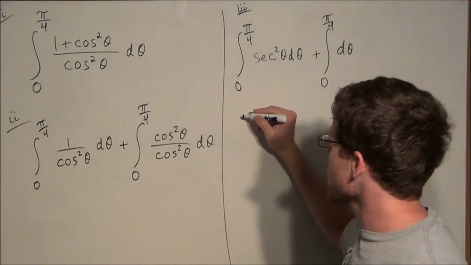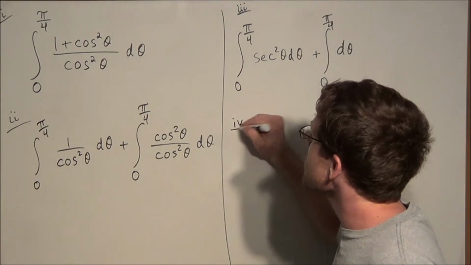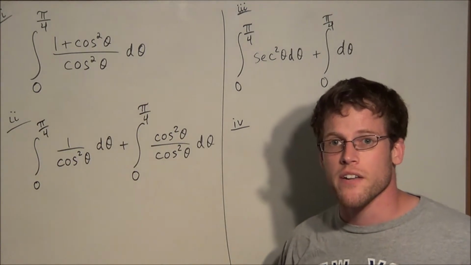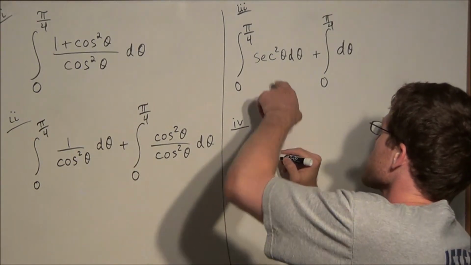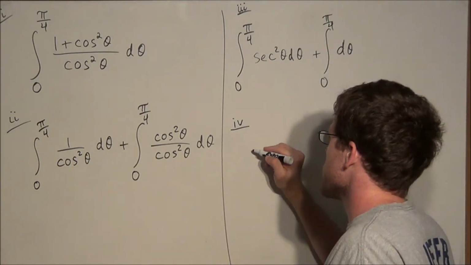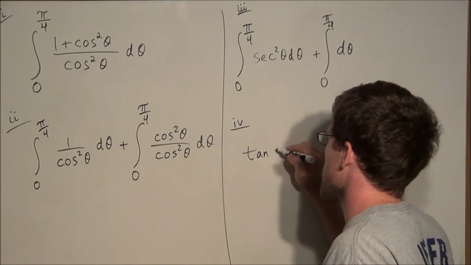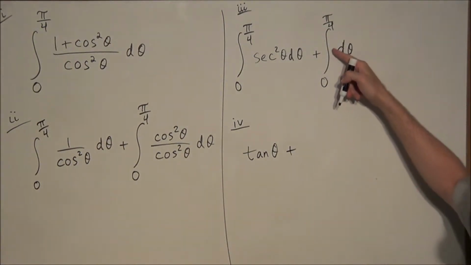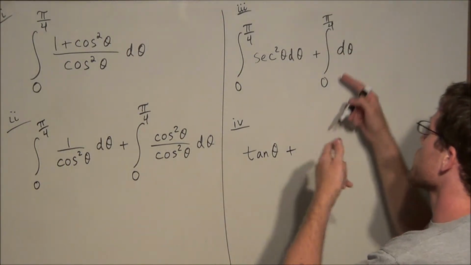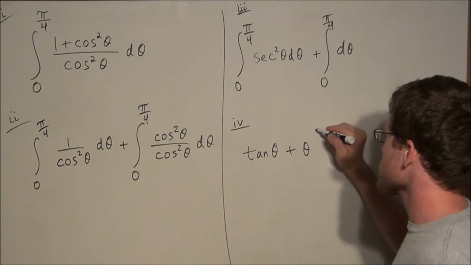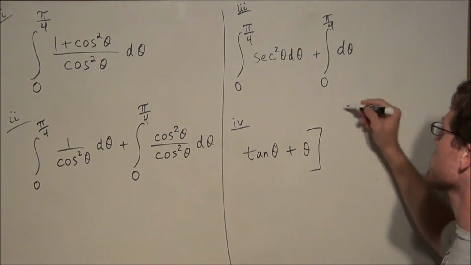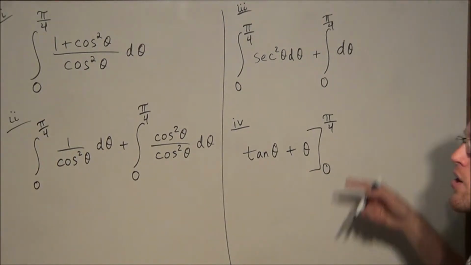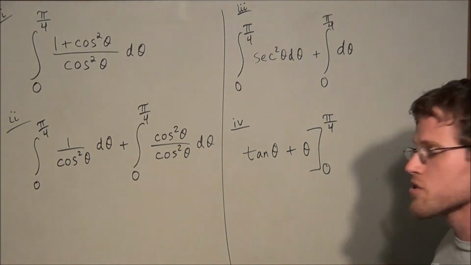So now for the next line, we can integrate each of these. The antiderivative of secant squared is tangent. So for the first integral, the antiderivative is the tangent of theta, plus the antiderivative of 1 with respect to theta, which is just theta. And now we can set up our bounds from 0 to pi over 4. Pi over 4 is our upper limit, 0 is our lower limit.